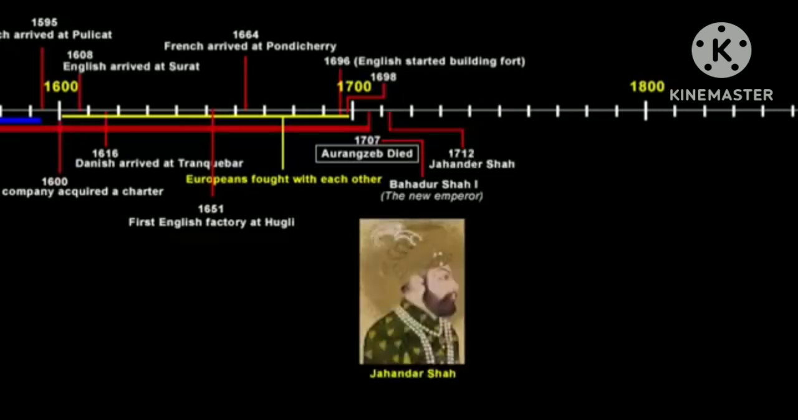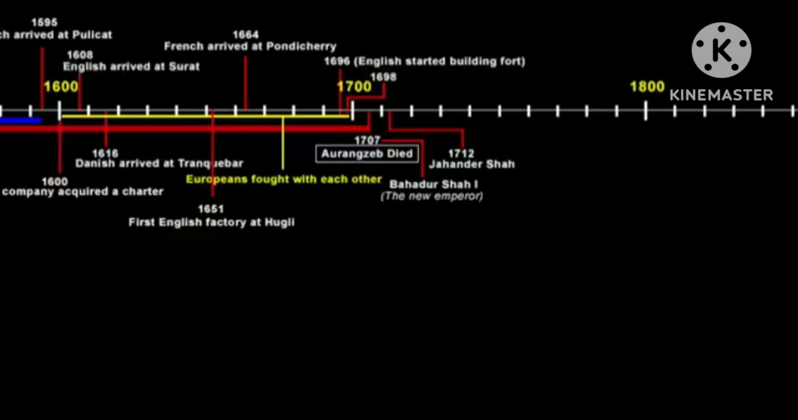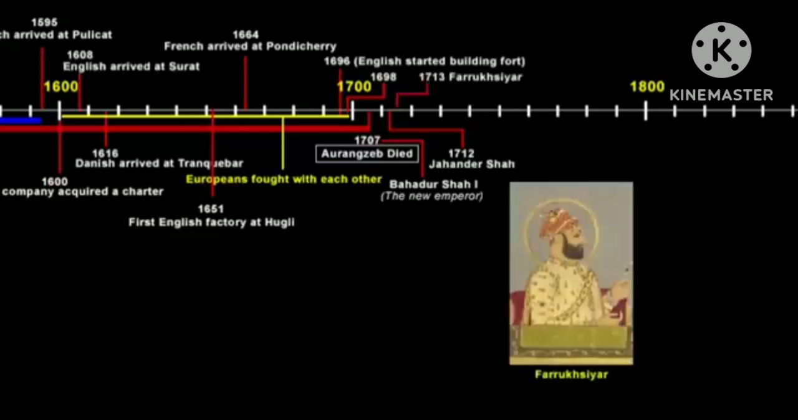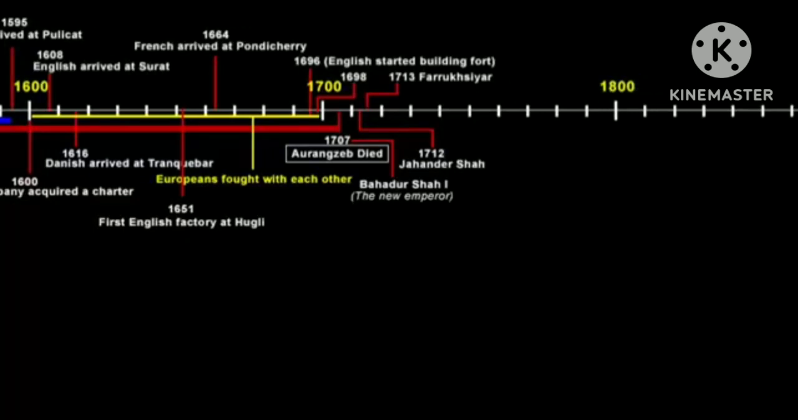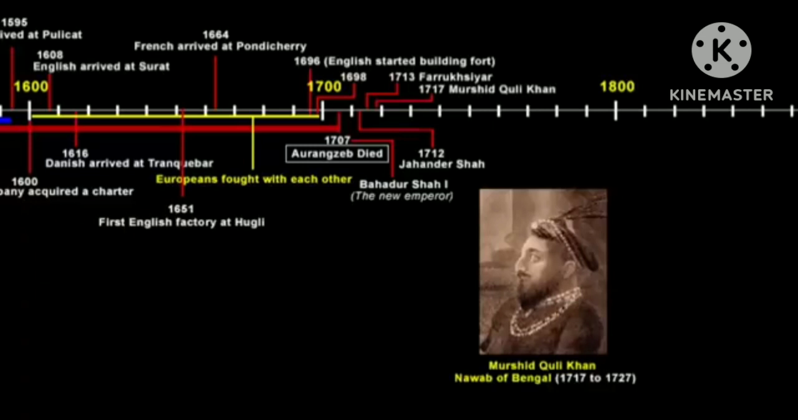After Bahadur Shah I, his son Jahandar Shah and after him Farrukhsiyar became the emperor. In a moment I'll tell you the role of Farrukhsiyar. So we know that all regional Nawabs wanted to execute their power and authority in their respective regions. The same happened in Bengal as well. Murshid Quli Khan was the Nawab of Bengal from 1717 to 1727. And he was also the first Nawab of Bengal and a strong ruler.